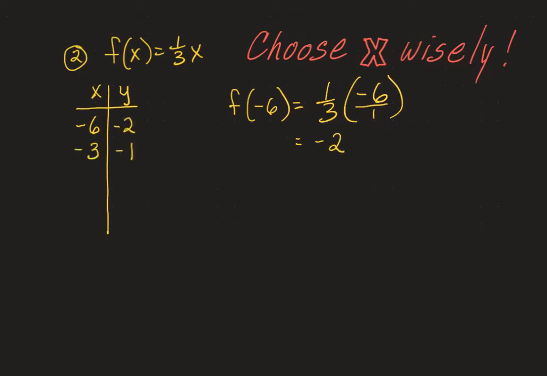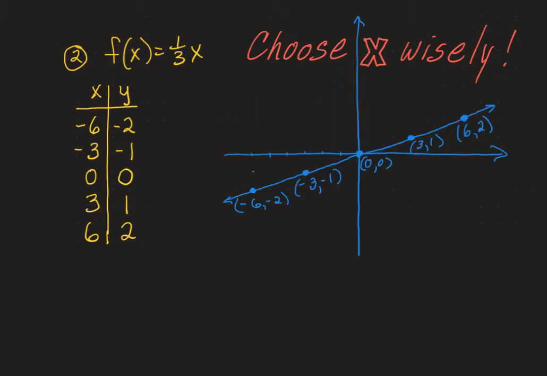-3 produces -1. 0 is often very handy. In this case, it produces 0. 3 produces 1. And 6 produces a y value, or a dependent value, of 2. And this is what the function looks like if we graph it. So far, we have graphed 2 linear functions. Let's graph some nonlinear functions.